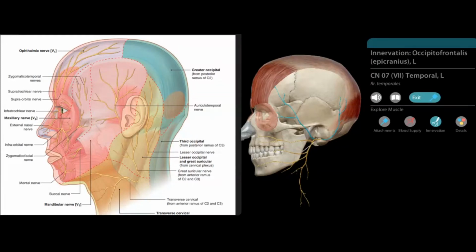So now I'll start to speak about the nerves. The first one is the occipitofrontalis muscle. The frontal belly is innervated by the temporal branch of the facial nerve, and the occipital belly is innervated by the posterior auricular branch of the facial nerve.